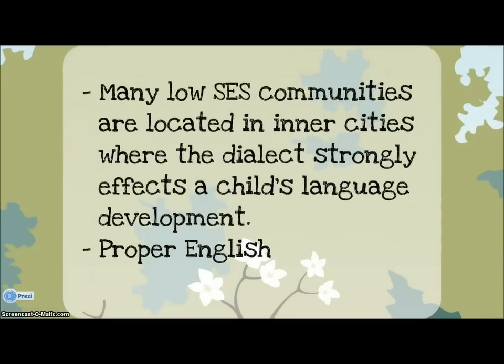Another key factor affecting children is the modeling of improper English. Many low SES communities are located in inner cities where the dialect strongly affects the child's language development. If children do not learn how to speak properly at a young age, their poor grammar will translate into poor writing as they progress through their academic career.